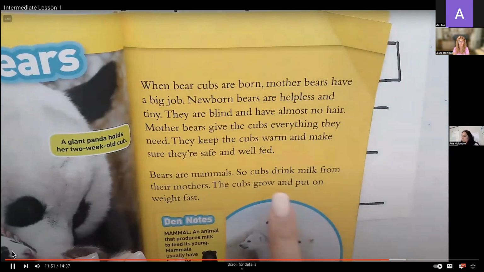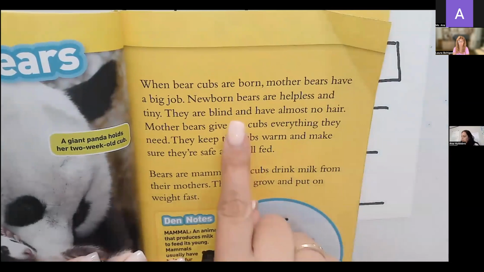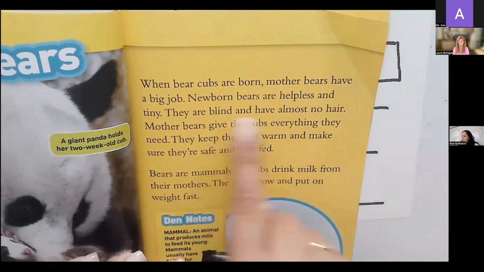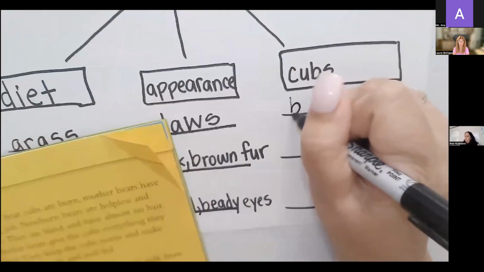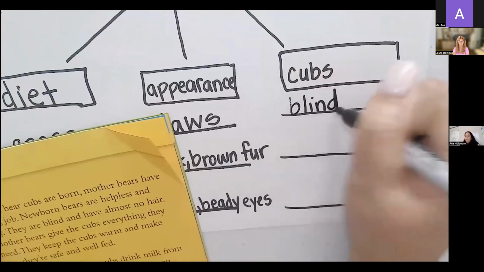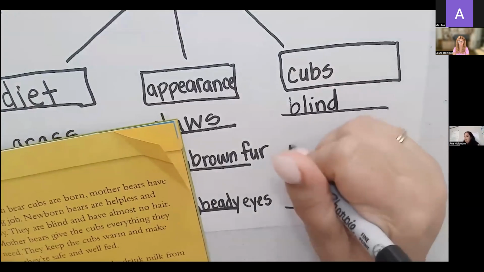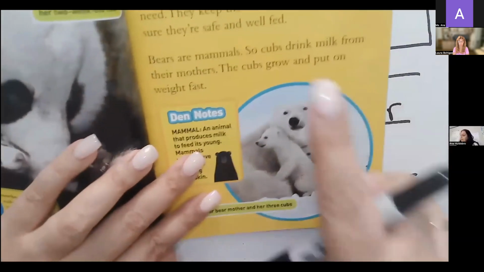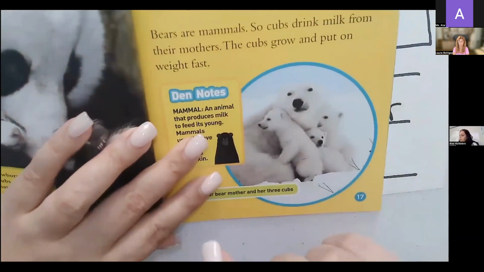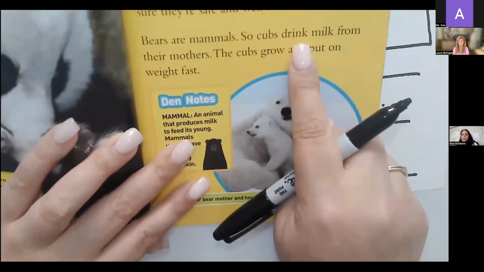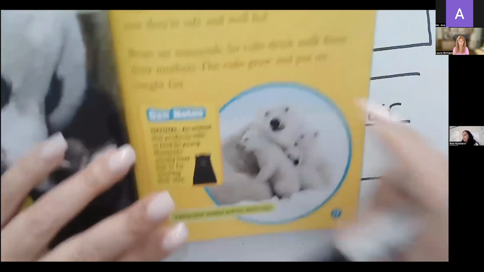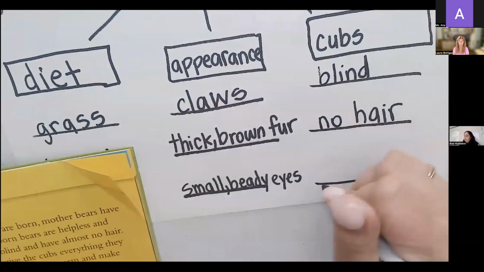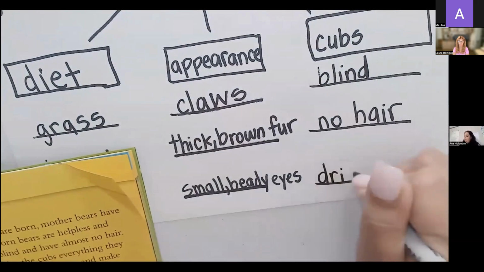Excellent. So I'm going to choose they're blind, or they cannot see when they're born. You might have chosen different things. Have no hair when they're born. And I'm going to put that they drink milk. They drink milk. Those are going to be my 3. Maybe your 3 are different.